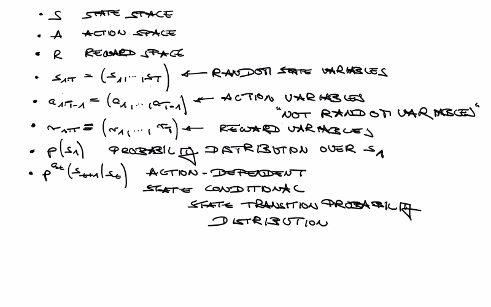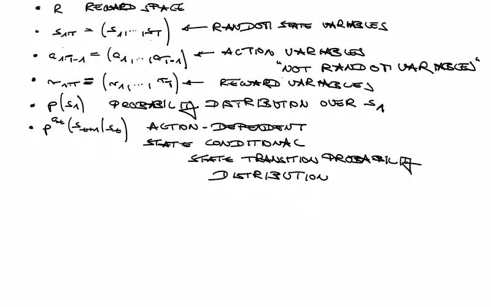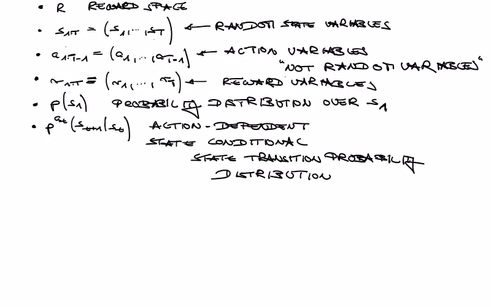It took me a long time to realize that this state transition probability distribution is actually action dependent and state conditional. This is why I'm writing that up all the time. What do I mean by that, and how can you envision that? Let's make a simple example. Assume that we have a state space with just 3 states: 1, 2, 3. So there are 3 possible states.